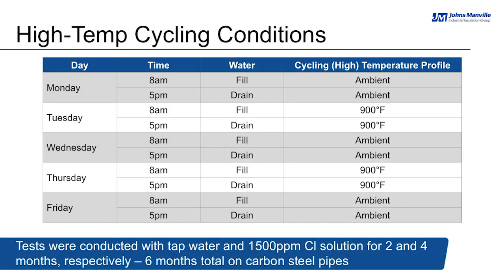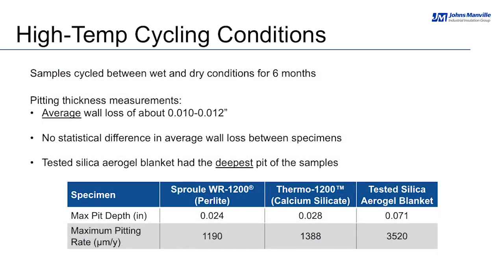Next, we examined the impact of the high temperature cyclic conditions with the same 3 insulations. Here again, the same filling and draining of the water was completed, but now we included the 900 degree temperature condition. So each week, 2 cycles of high temperatures were exposed to the samples. So the assemblies were cycled between wet and dry conditions, and what this is mimicking is startup and shutdown conditions in field applications. Again, the same 2-month time frame with tap water and 4-month time frame with the 1500 ppm chloride solution was used. For the high temperature cycling conditions, the average, and I like to emphasize the word average, wall loss for the 3 installations was very similar. Because of the increased temperatures, the average wall loss increased to about 1/100th of an inch compared to the sweating conditions that we just talked about.